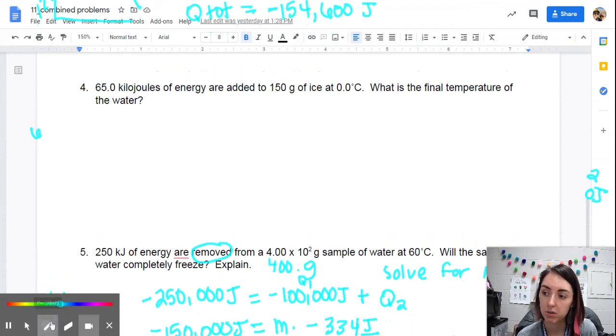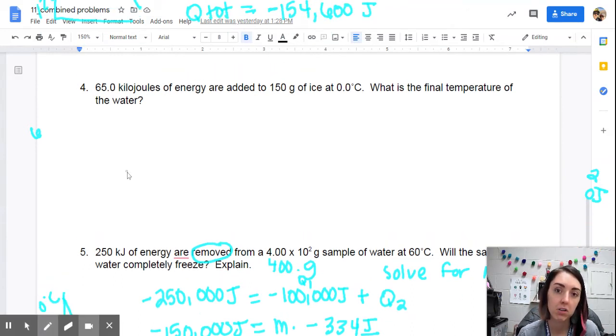So we're scaffolding here. I am going to show you less and less as we go on. This time we're solving for final temperature. It's going to be very similar to solving for mass. So let's draw our heating curve.